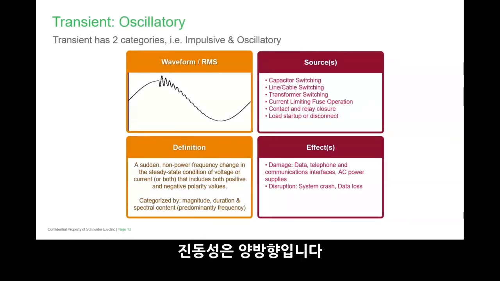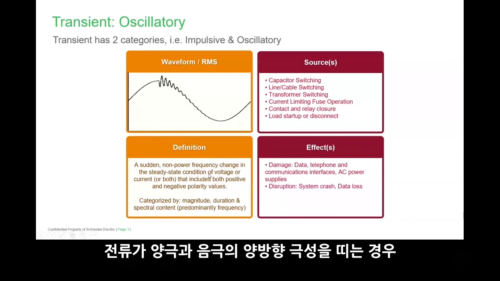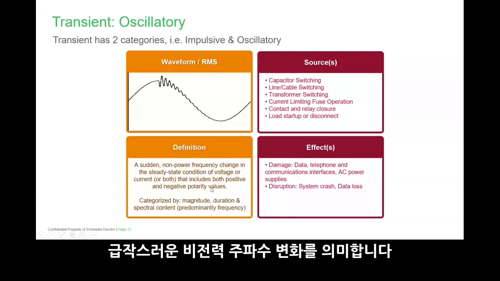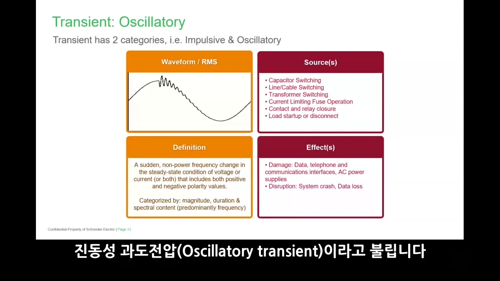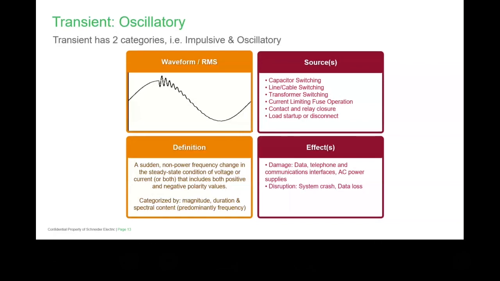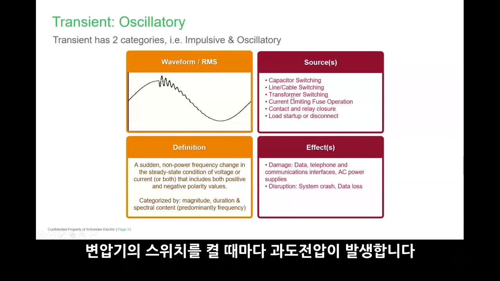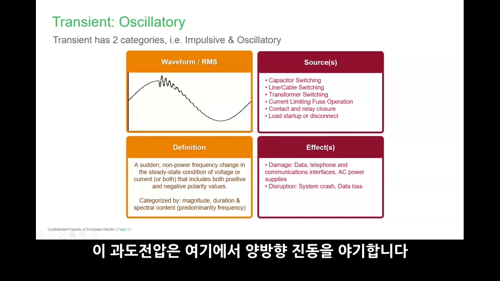The second type of transient is oscillatory. Oscillatory is bidirectional. It's a sudden non-power frequency change in a steady state condition of voltage and current that includes both positive and negative polarity. Just imagine, for this type of oscillatory, any switching of electrical components will cause a transient. Why? Whenever you switch on a capacitor, cables, or a transformer, you will have a transient. This transient is causing a bidirectional response over here.